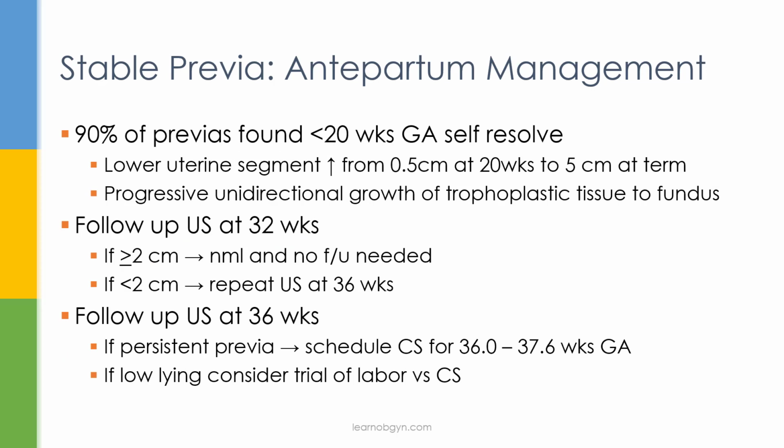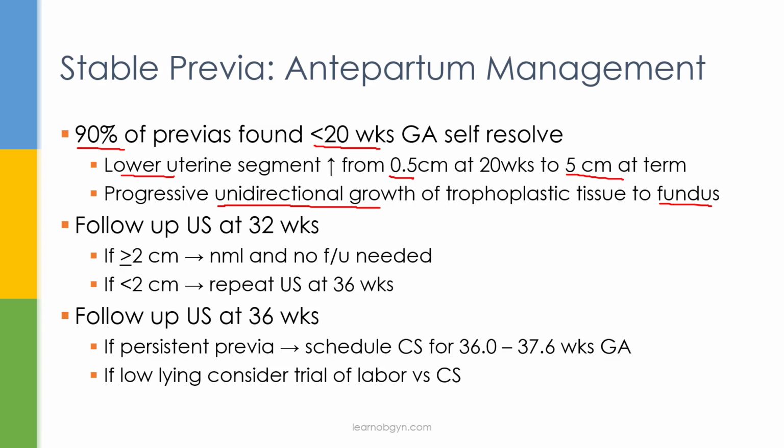The other good news about previas is a majority of them will self-resolve, especially if they were diagnosed early or before 20 weeks gestational age. The reason they self-resolve is because the lower uterine segment actually increases in size. It goes from about half a centimeter at 20 weeks to about 5 centimeters at term. So this can give you an additional 5 centimeters of space. In addition to this, there's also a progressive directional migration of the placenta towards the fundus. So these two combined will help resolve a lot of previas and allow people to proceed with vaginal deliveries.